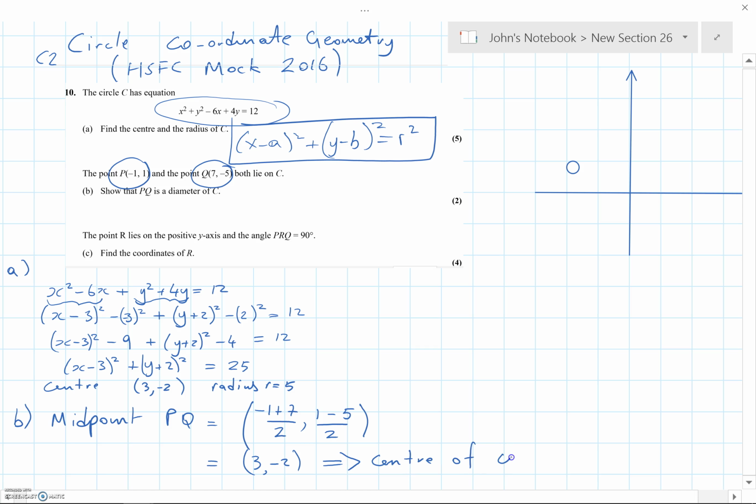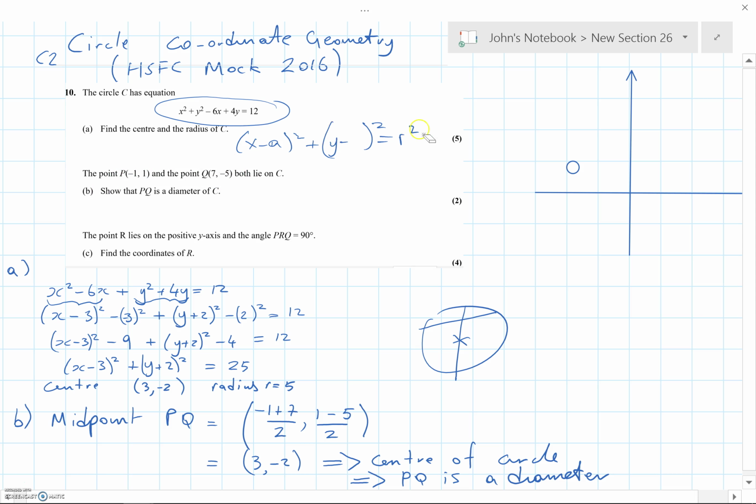which is the centre of the circle, which implies, because any chord of any circle, think about it, if it's going through the centre, it's got to be a diameter. So that's saying that PQ is a diameter. Okay, so it's not too bad.